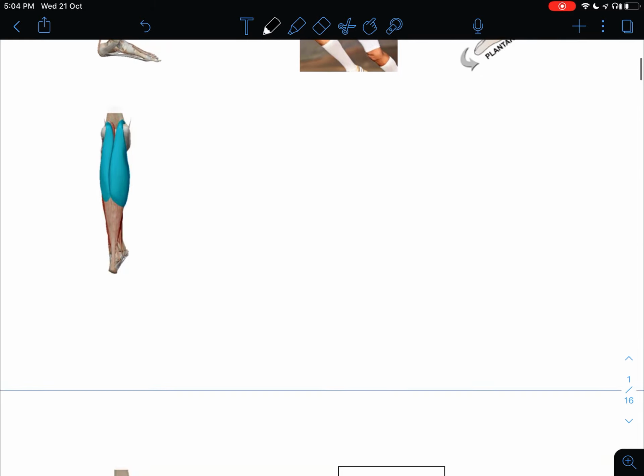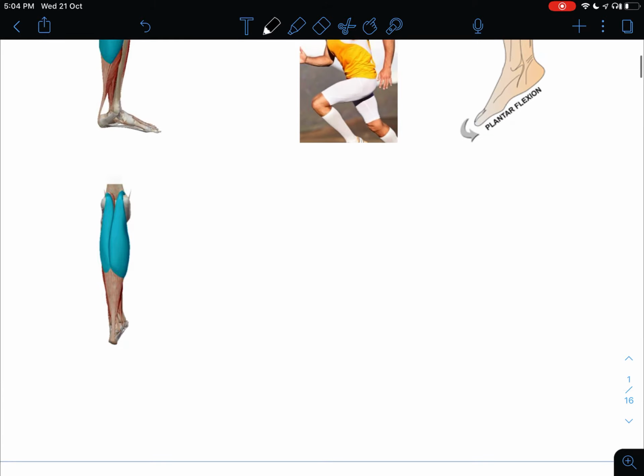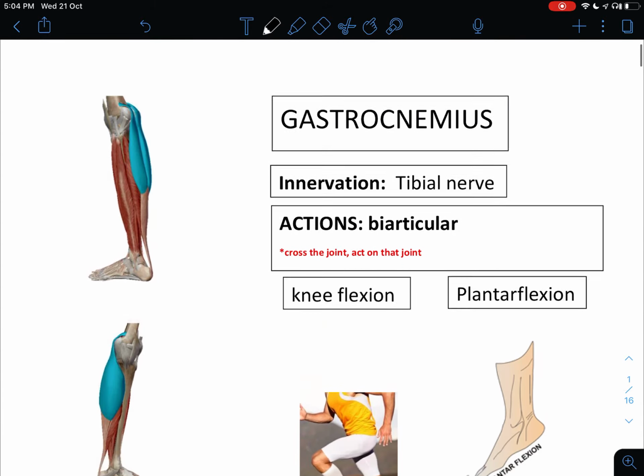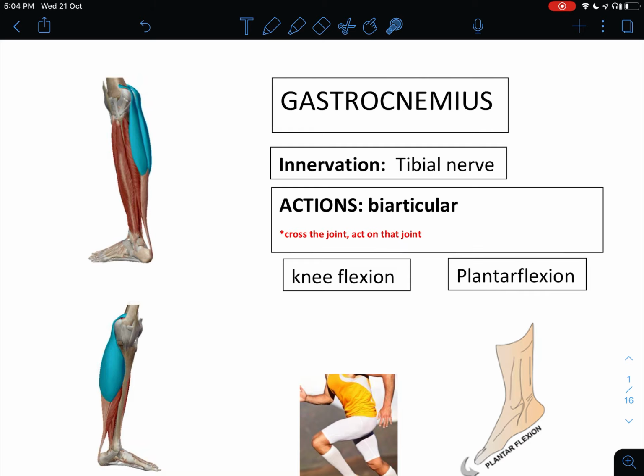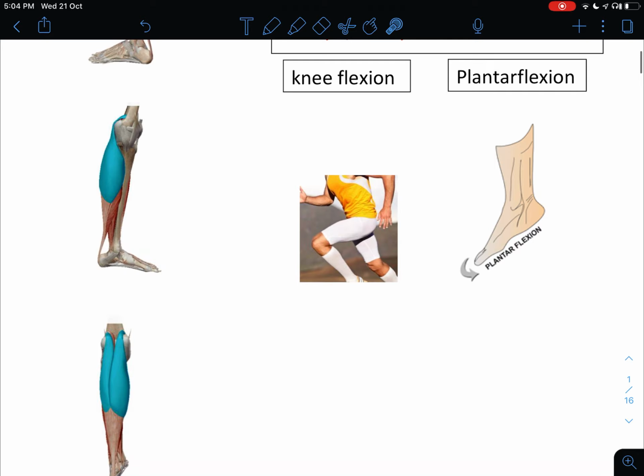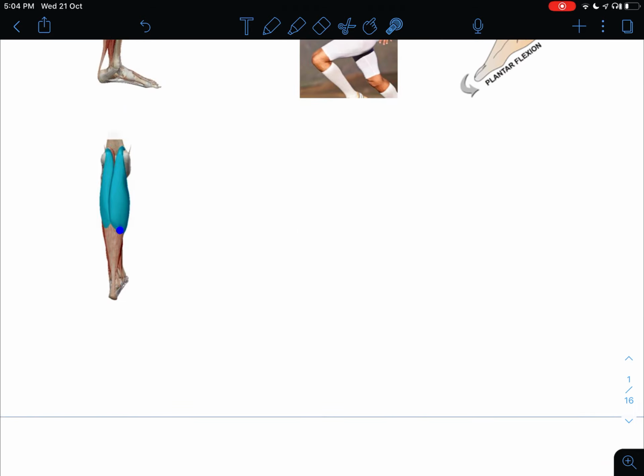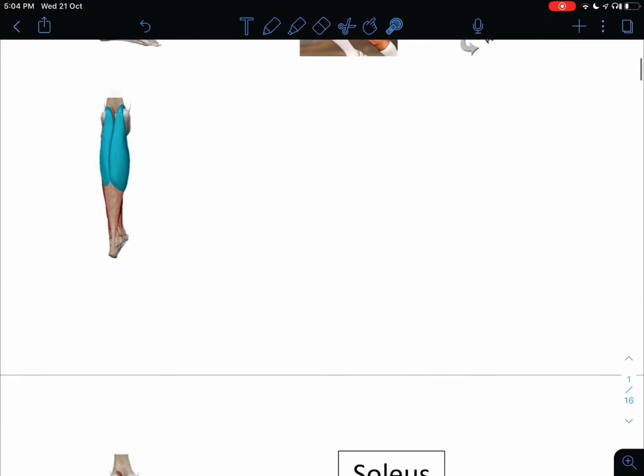Next, if we remove our gastrocnemius, we have a lateral view here showing the lateral head of the gastrocnemius. And we have the medial view showing the medial head. Again, medial head, lateral head.